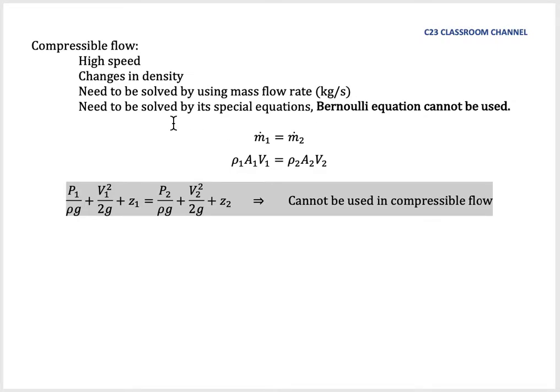Please remember this: in compressible flow, we cannot use the Bernoulli equation. If you solve compressible flow problems by using the Bernoulli equation, it's totally incorrect. What we use is the mass flow rate, which means mass at inlet is equal to mass at outlet. Then we could rearrange the term of mass flow rate as rho 1 A1 V1 equal to rho 2 A2 V2. This means the density here might change from one value to another value. Again, the Bernoulli equation cannot be used in compressible flow.